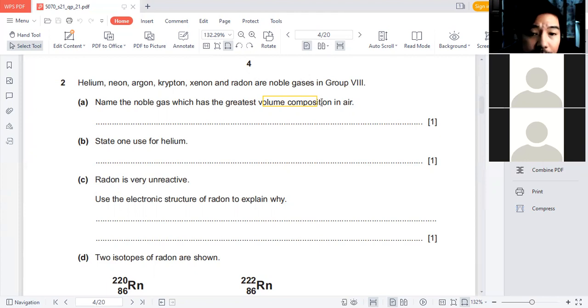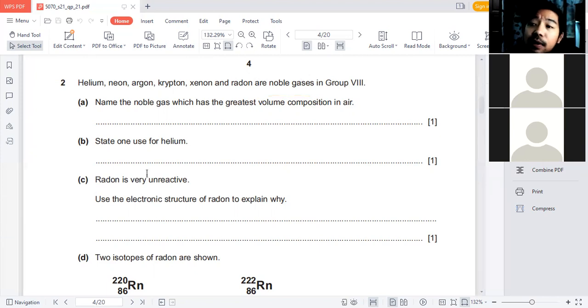Now radon is very unreactive. Use the electronic structure of radon to explain why. Basically, the noble gases are in group 8.